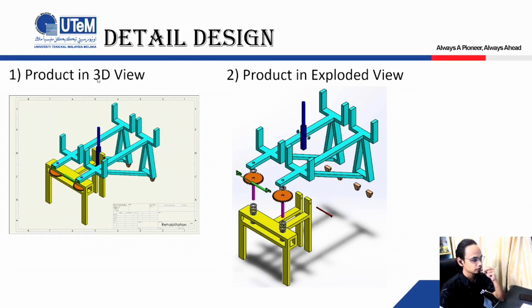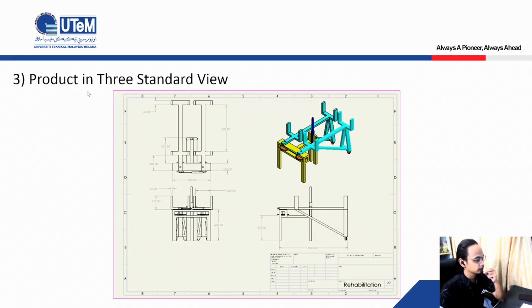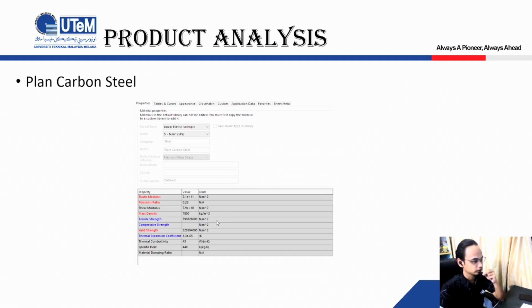The first one is the product in 3D view. You can see here the complete design of the product. The second one is the product in exploded view, so we can see it part by part. This one is the base, pocket, damper, leg part and handle. The third one is the product in three standard views. Here we can see the length of the product is 900, the width is 500 and the height is 575.